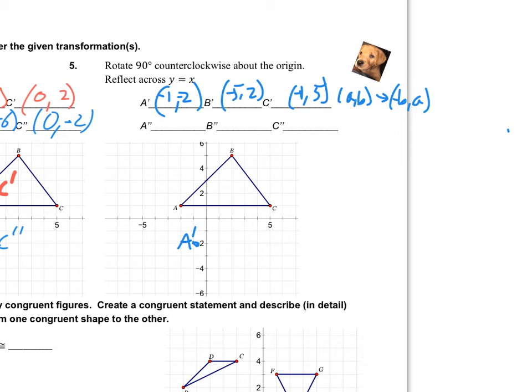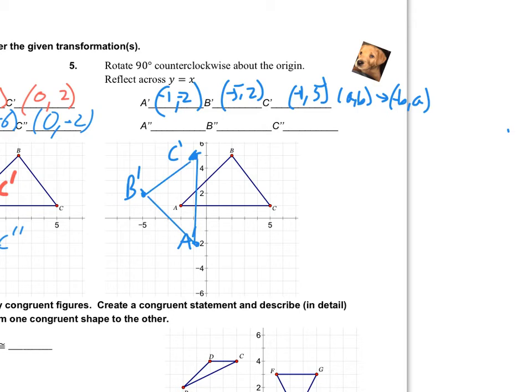And so B is at -5, 2. B prime, that is. C prime is at -1, 5. And there it is. And when we connect them, we should get a congruent triangle.